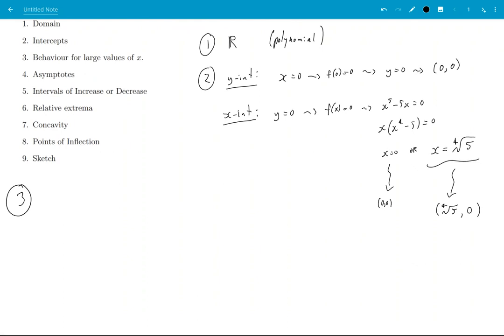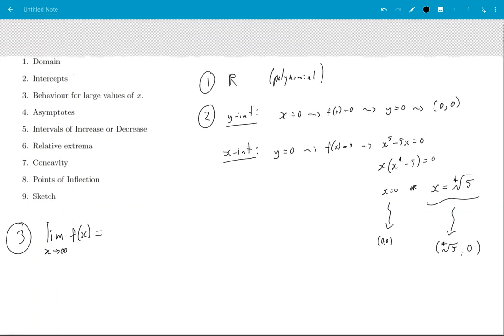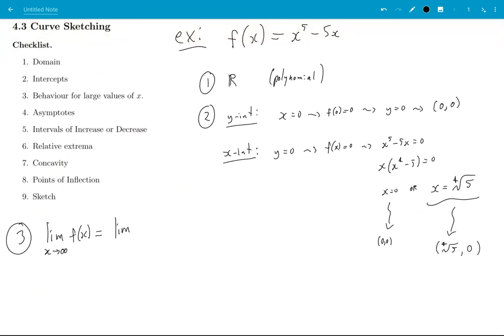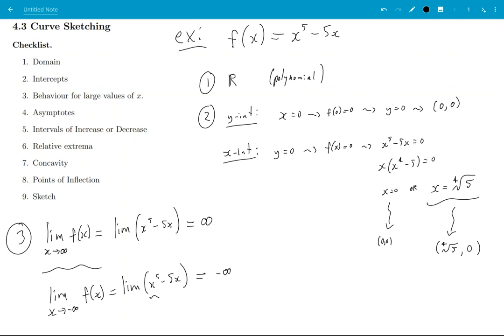Okay, three. Behavior for larger values of x. So what we're going to do here is take the limit as x goes to infinity of f of x, which is the limit of x to the 5 minus 5x. Okay, so x to the 5 is obviously the dominant term, so I get plus infinity here. And also do the limit when x goes to minus infinity. So I want to see what is happening to my function when I go very far to the left. Again, the only thing that matters is the x to the 5. So a power of 5 on a negative number gives me minus infinity.